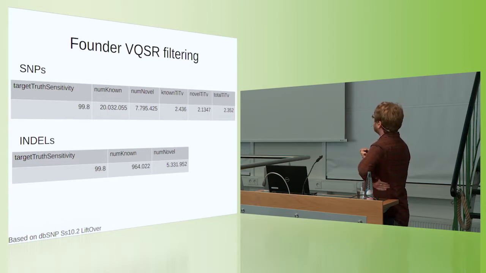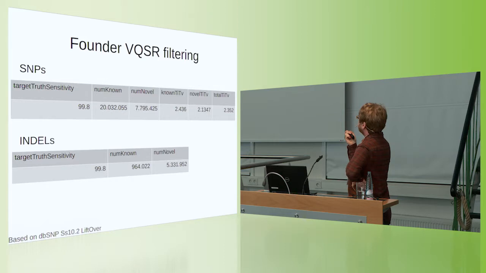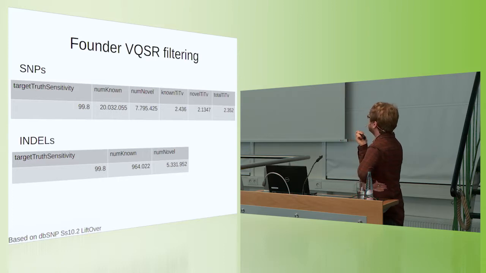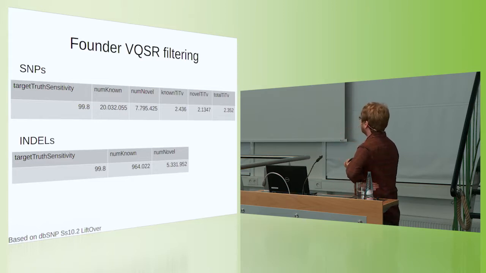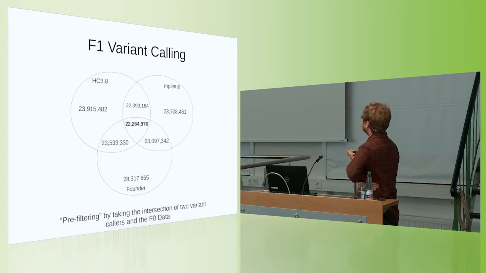These results are based on the leftover of a dbSNP version from the old genome. So we found 20 million known SNPs, about 7.7 million novel SNPs. And concerning indels, we found about 1 million known indels and discovered 5 million new ones. Now the new version has been released, so this number goes down to about 4 million using the new version, and this I think doesn't go much further down, maybe to 4.5 million.